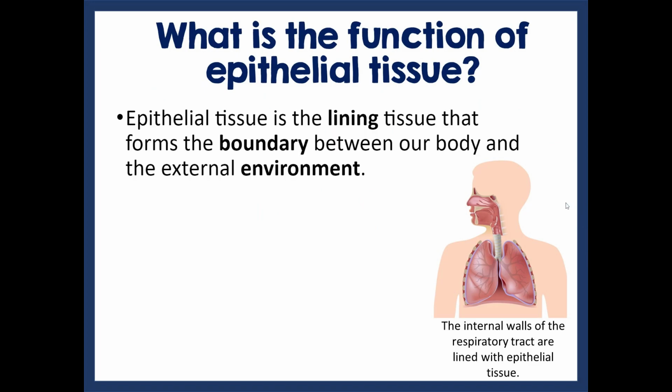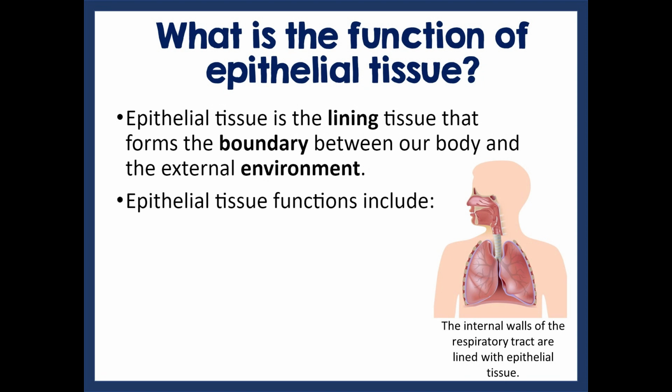Epithelial tissue is the lining tissue that forms the boundary between our organs and the external environment. So in this picture, you can see the internal walls of the respiratory tract. And those are the walls that form the boundary between the organs, in this case, and what's external to them. That boundary is lined with epithelial tissue.